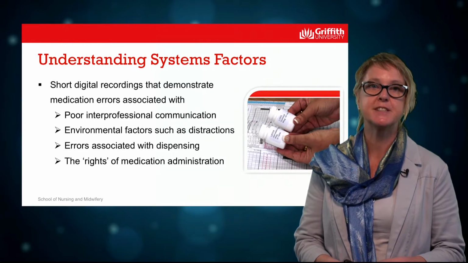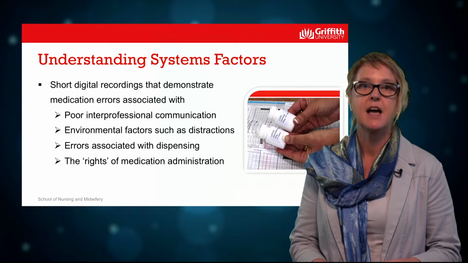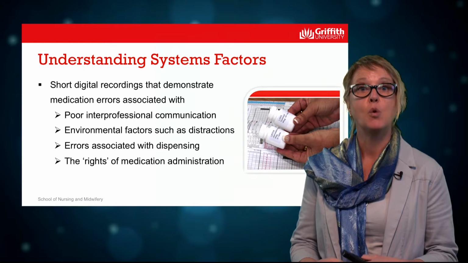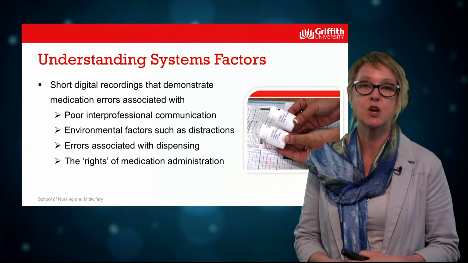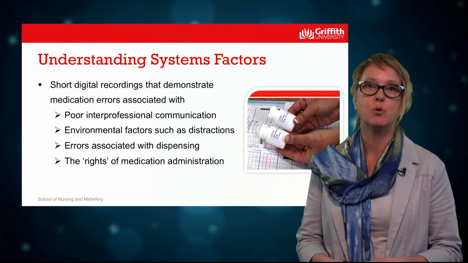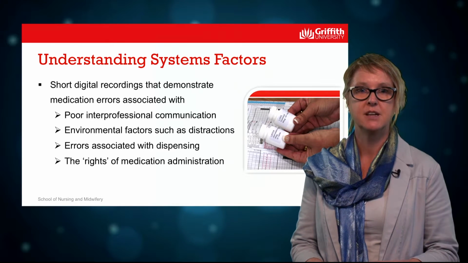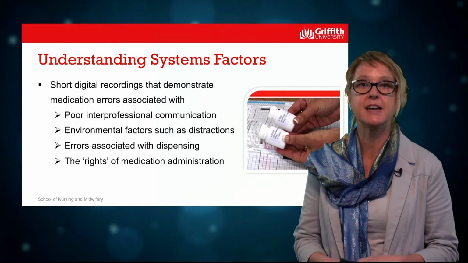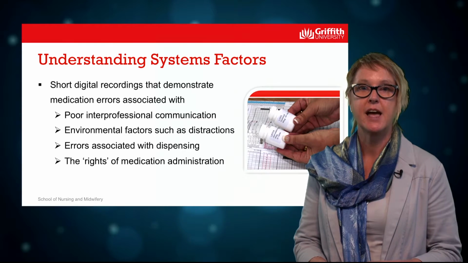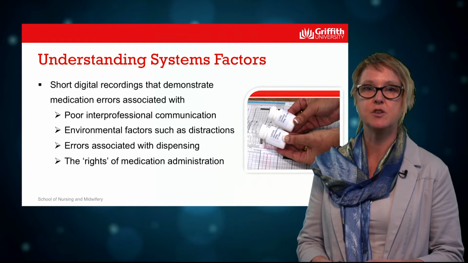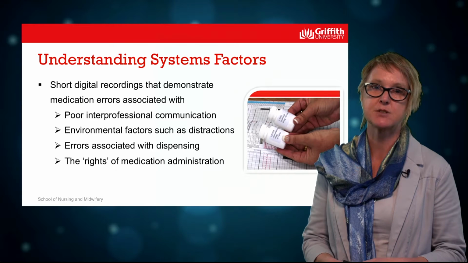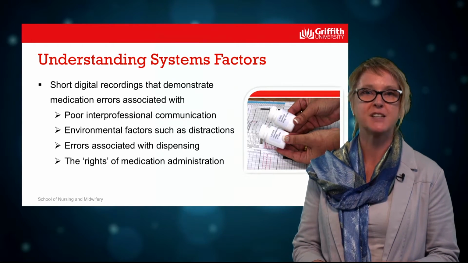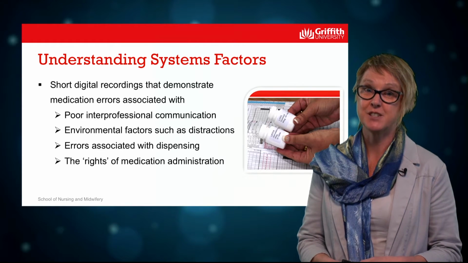Finally, we developed a series of short digital recordings that demonstrated that medication errors can be promoted with a series of systems factors. So these included things such as poor interprofessional communication, distractions and other environmental factors, and errors associated with dispensing. And we also highlighted the continued use of the rights of medication administration and how important these were for ensuring that the right patient got the right dose of the right drug through the right route at the right time.